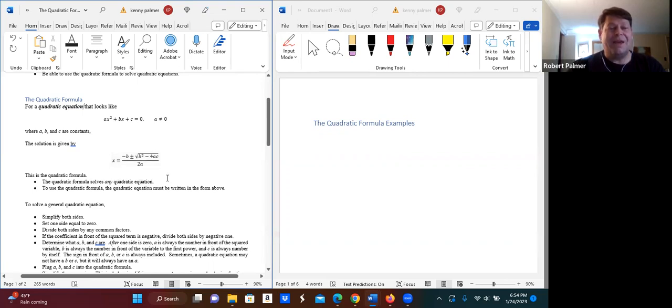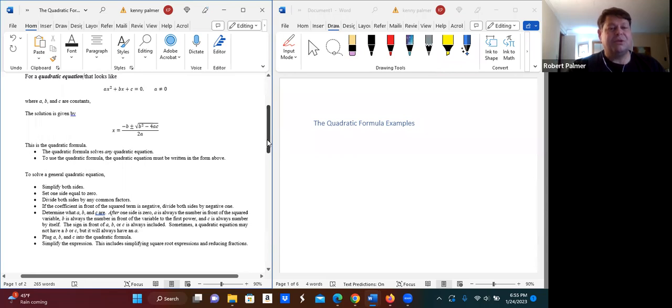Now, this solves any quadratic equation. It doesn't necessarily mean it's always the best one to use, or the simplest one to use, but it can solve any quadratic equation. And once again, a has to be there. If you notice, if a was 0, your denominator would be undefined. So that's another reason why a can't be 0. It also says that to use the quadratic formula, the quadratic equation must be written in the form above. So basically, you have to make sure it's written like this, where one side is equal to 0, and preferably written in this order, where you have the square term first, then the x term if there is one, and then the constant if there is one.